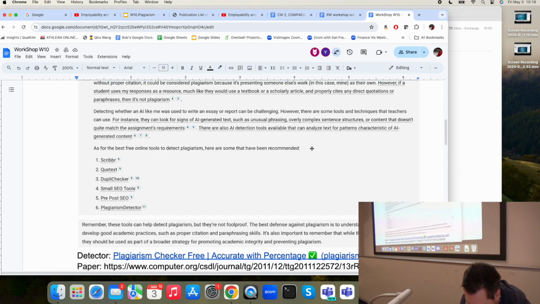So that's interesting. I don't know about those AI detection tools. For the best free online tools to detect plagiarism, there are some that have been recommended. Okay. Looks pretty similar.